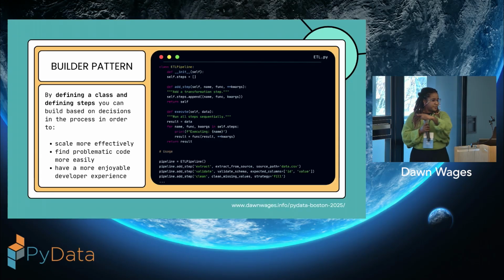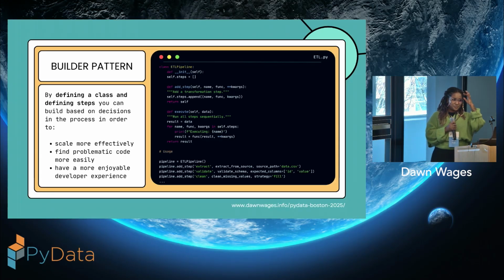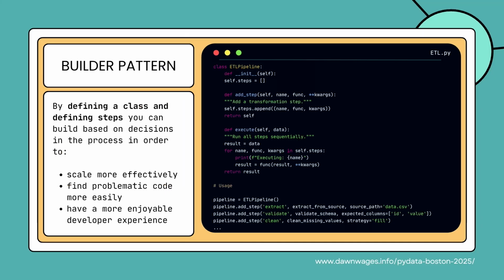So this is a builder pattern. I really like this one. It like gives me tingles in my brain. I really enjoy it. I'm using it specifically to build a class called ETL pipeline. And in my etl.py file, I initialize the object with steps that's in an empty list. And then I add methods for adding a step and executing. If you see at the bottom, we're defining steps like extract, validate, and clean.